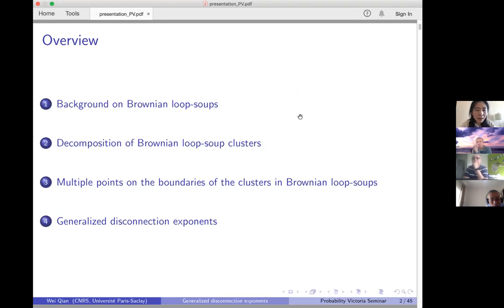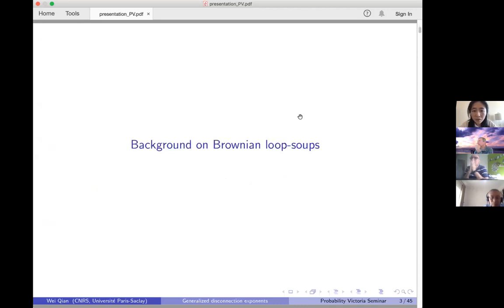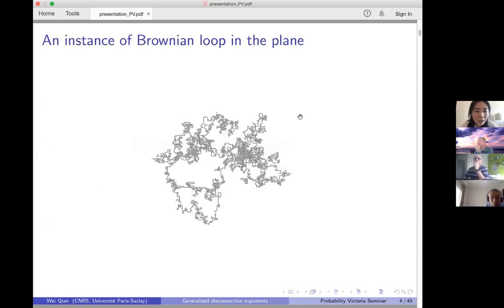And then this part is a motivation for the next question, which is the study of multiple points on the boundaries of the clusters in Brownian loop soups. And this is the main topic of today's talk. And this is done by computing generalized disconnection exponents. Okay, so let me start with the background.